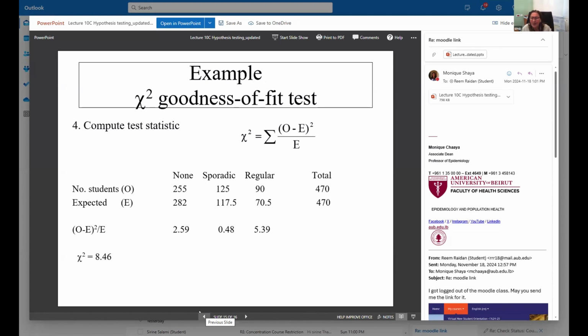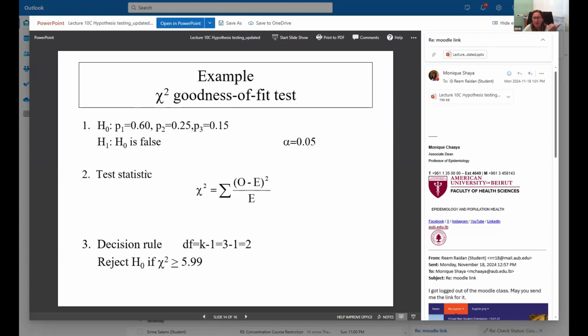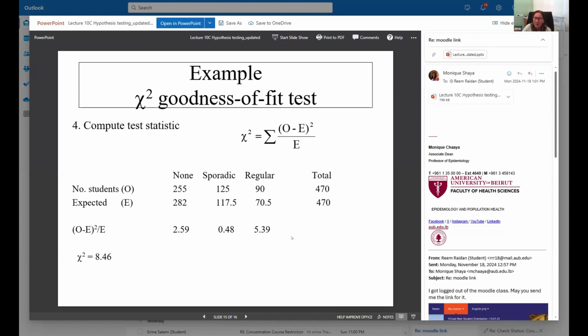Now, when I hypothesized, when I set an expectation, I said that if, let's say, the health promotion does not work, I would expect whatever I collect data from students on exercise to follow a 60%, 25%, 15% distribution. This is the H0, P1, meaning that I would expect 60% non-exercisers, 25% sporadic, 15% regular. So what do I do with those numbers? If H0 is true, out of the 470, I would have expected 60% of the 470 to be non-exercisers. We make the table: 470 times 0.6, I get 282. 470 times 0.25, I get the expected sporadic, and I get 117.